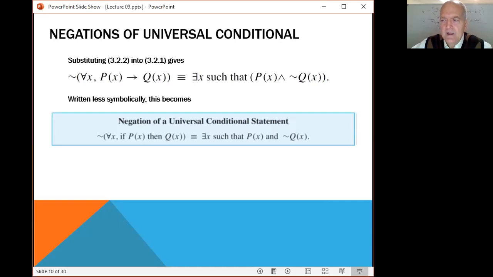And we see that in the negation, in the blue box, the negation of a universal conditional is going to be the existential of a conjunction, P of X and not Q of X.